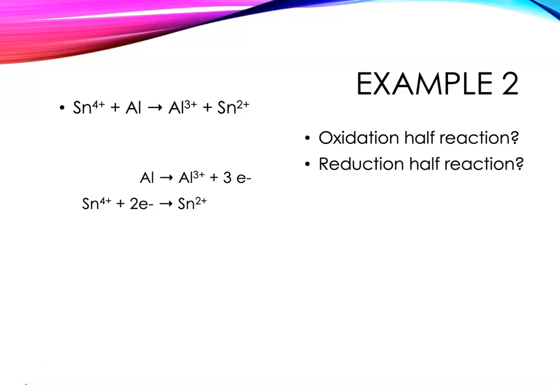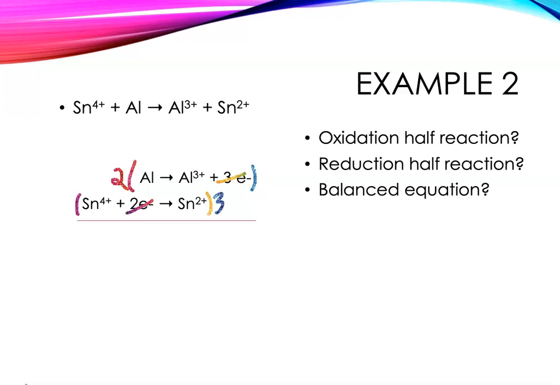And so I lined up my arrows and I've got my 2 half reactions. Now again, I need to have equal numbers of electrons lost and gained. So if I multiply the top half reaction by 2 and the bottom half reaction by 3, I've got a total of 6 electrons in each half reaction, and then they'll cancel. And then I can go and write my overall balanced equation. 3 Sn4+ plus 2 aluminum make 2 aluminum ions plus 3 tin 2 ions.